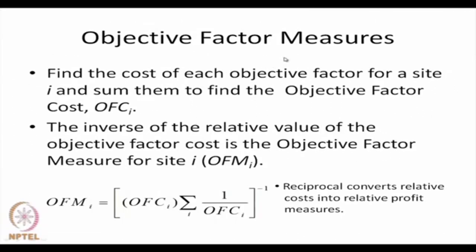First, the objective factor measures. There are two steps. Find the cost of each objective factor for a site I and sum them to find the objective factor cost, OFCI. That means, for every site I, find out the value of each objective factor and add them up. The sum is the objective factor cost for that site I, OFCI. Then use this formula to find the objective factor measure for the site I. Here we have taken the inverse, the reciprocal, which converts relative costs into relative profit measures. So, OFCI is the objective factor cost associated with site I, and we multiply by the inversion of that.